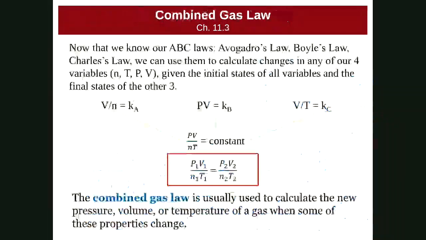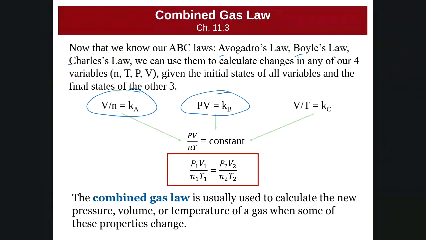So we know our ABC laws, as I'm going to call them. So A for Avogadro, B for Boyle, and C for Charles. So our ABC laws, we can use them to calculate changes in the gases. So N, the number of moles, T, the temperature, P, the pressure, and V, the volume of the gas. If we're given the initial states of all the variables and the final states of the other three, we can use these relationships to calculate the change in the missing variable. So here is our Avogadro's law, here is our Boyle's law, here is our Charles' law.